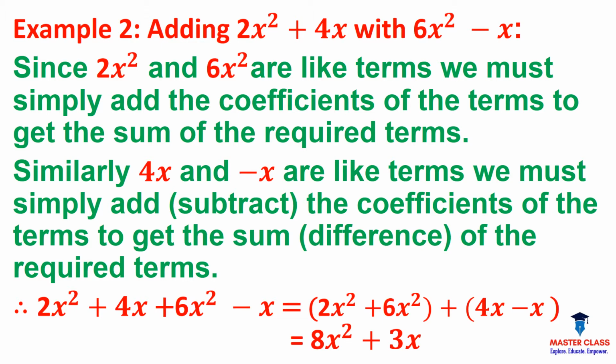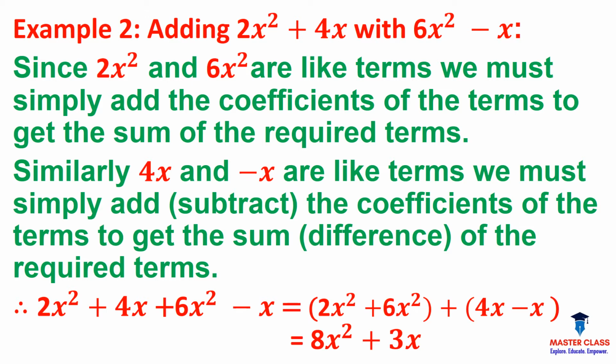Another example that we can see is adding 2x squared plus 4x with 6x squared minus x. Since 2x squared and 6x squared are like terms, we must simply add the coefficients of these terms to get the required sum. Similarly, 4x and minus x are like terms. We must simply add, or in this case subtract, the coefficients of the terms to get the sum, or in this case the difference of the required terms.